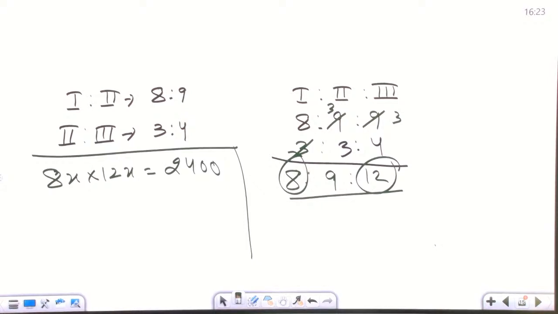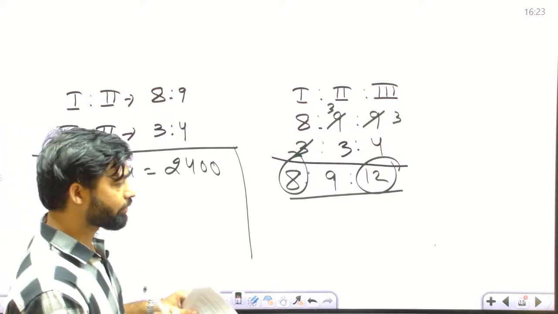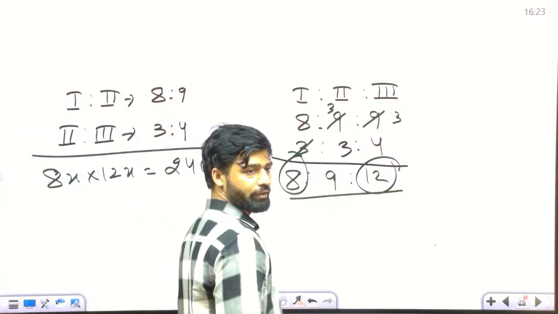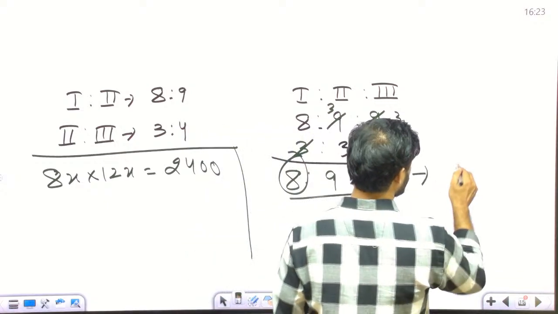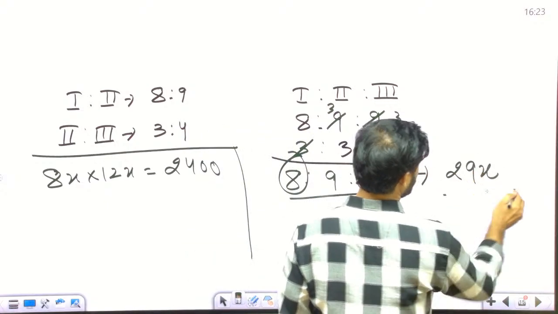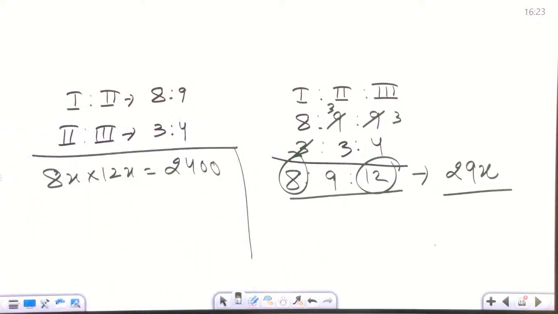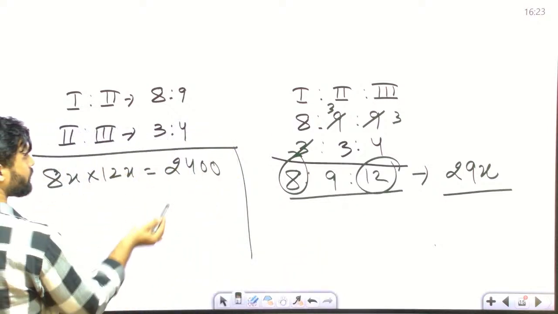Okay, in this question we have to find out the value of the sum of the numbers. So 12 into 8, 20, plus 9, 29. So we need the value 29x. And from here we can find out the value of x. Multiply the number, do the calculation.